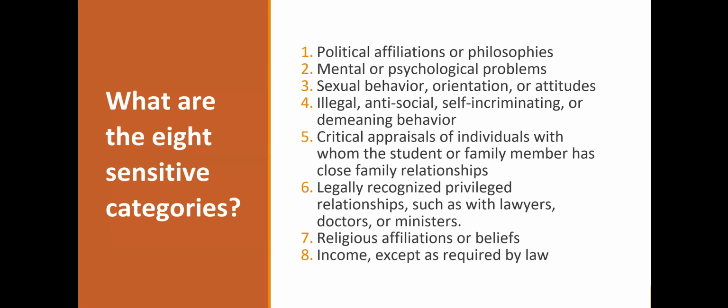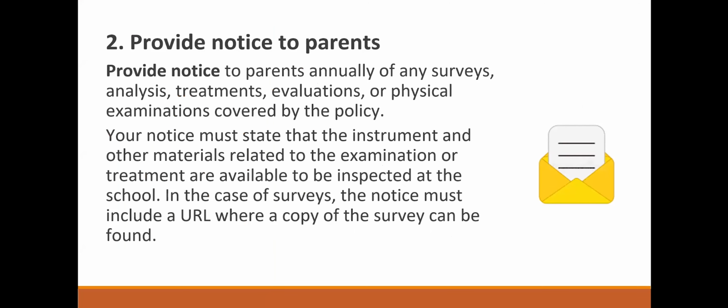Now, we have political affiliations. I don't want to read these all. Sexual behavior, critical appraisals of who the family member has close relationships with. We also have religious affiliations, beliefs. We also have legally recognized privileged relationships, as with attorneys or ministers, and then income, except as required by law. So this information cannot be solicited from students without written parental consent. We'll get into that.